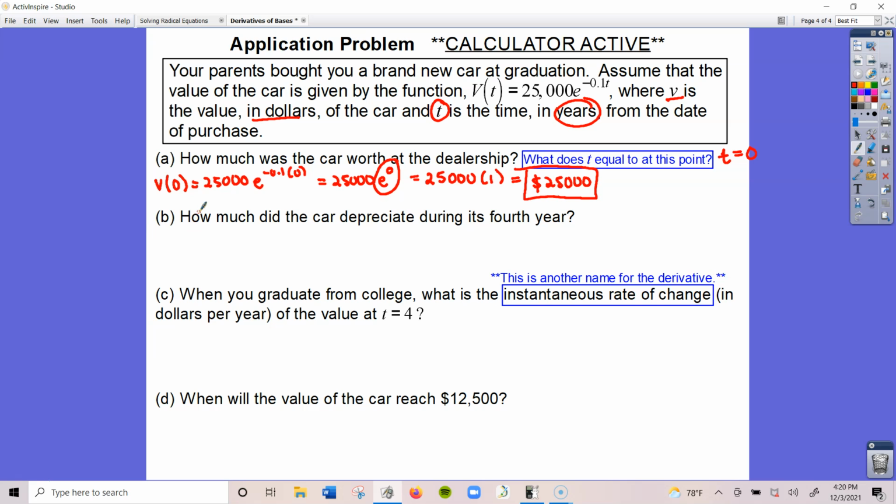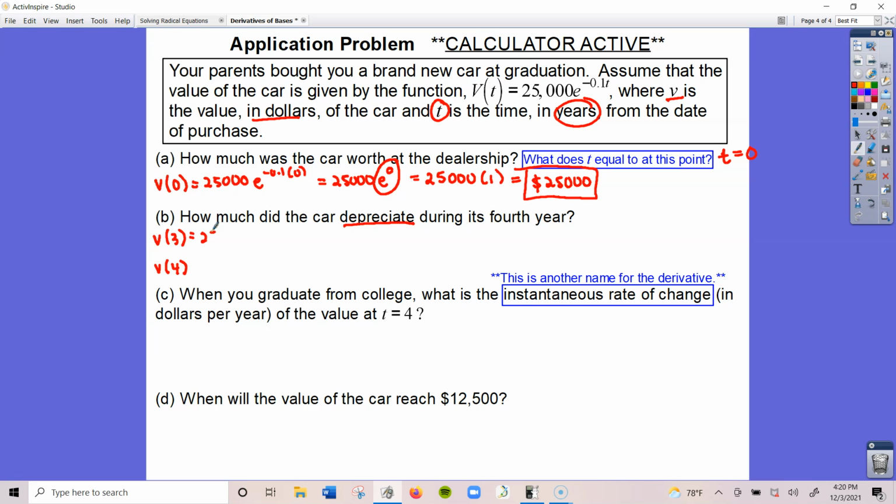For part B, it says how much did the car depreciate during its 4th year? This means that we're looking at how much did the car decrease in value during the 4th year alone. In order to know how much it depreciated, we need to know what the value of the car was at the end of the 3rd year, so I know how much it was worth then, and then find out what the value of the car was at the 4th year, and then we would subtract. Because like that, then we know how much it went down during that 1 year. So for this question, I need to find V of 3 and V of 4.